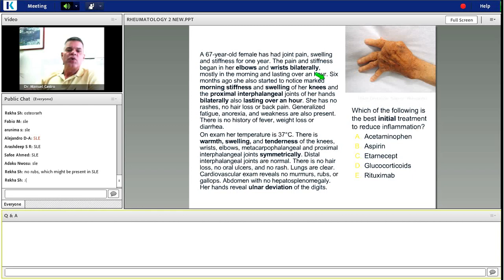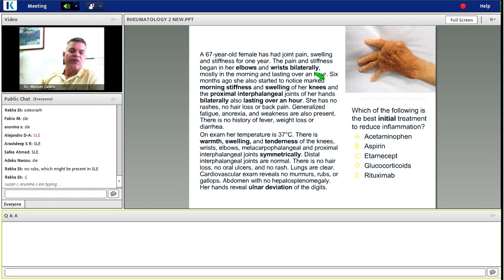Now, which of the following is the best initial treatment to reduce the inflammation in this patient? Huh? Well, we thought that they were going to ask you the diagnosis. You know, in the first question, I'm not going to ask you the diagnosis. In the other ones, I want to make sure that you know what the diagnosis is. We're going to be actually reviewing it because you have to know the diagnosis.